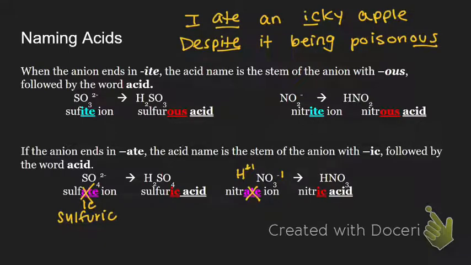So really there's three rules. If it's a binary acid, meaning you have two elements only, we would say hydrobromic acid, so we use the hydro prefix only with binary acids. If it comes from a polyatomic that ends with ITE, we drop the ITE, we put ous acid. And if the polyatomic ends with ATE, we drop the ate and we put ic acid. So I'm going to do some examples with you.